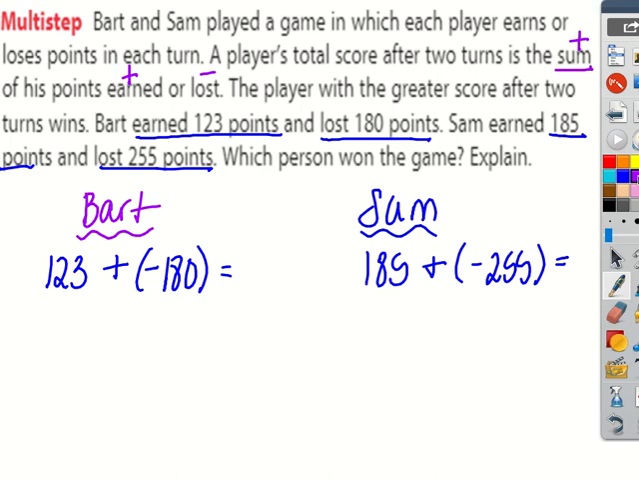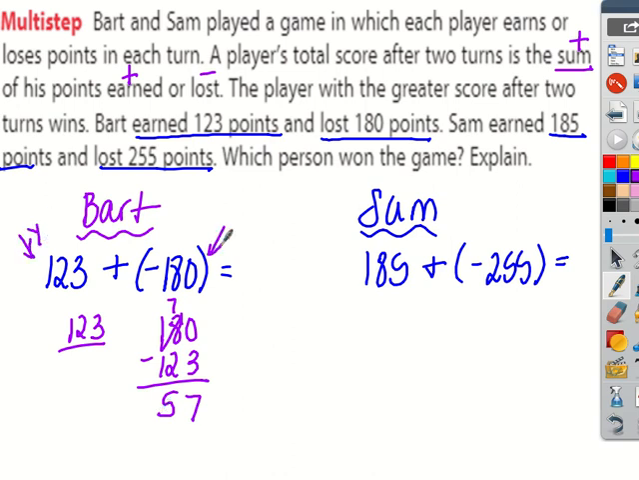So if we take the absolute values, we have 123 and 180. Now if you go back to the definition, it says take the one with the lesser absolute value and subtract it from the one with the greater. So ultimately I'm going to subtract and I get 57. Well, if I think about it in terms of chips, I have 123 yellow, and I have 180 red. So my larger group is a negative 57. Okay, so Bart's score is negative 57.